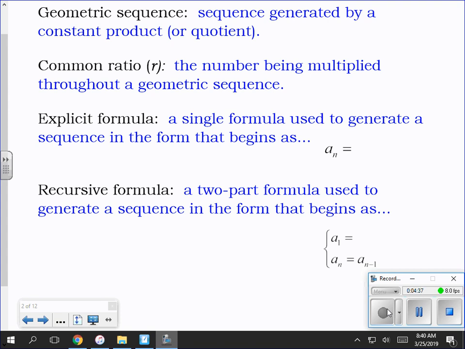On a recursive formula, you do need the previous 999. On a recursive formula, it's a 2-part formula. First part is you are given the first number.